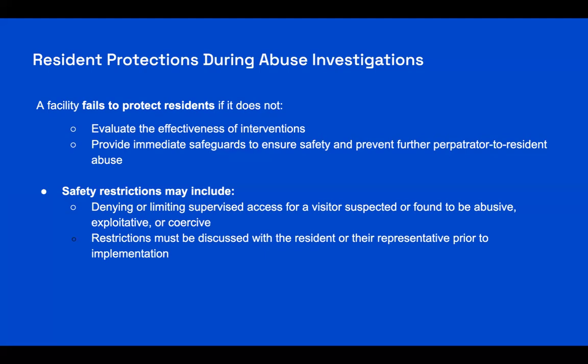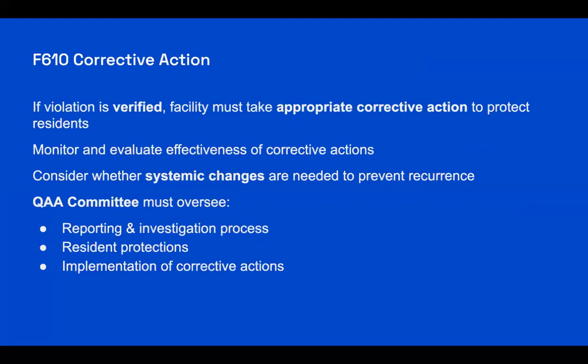Safety restrictions that you can consider are denying or limiting access for a visitor suspected or found to be abusive, and any restriction in that vein has to be discussed with the resident representative prior to implementation. And then you have to have a plan that's well documented. Okay, 610 lastly talks about the corrective action. If a violation is verified, so like you substantiated abuse, the facility has to take appropriate corrective action to protect all residents. And then they have to monitor and evaluate the effectiveness of those corrective actions.